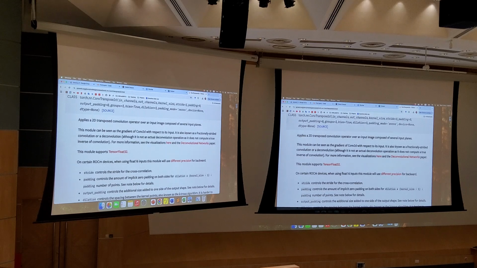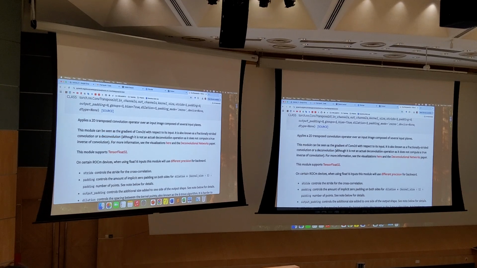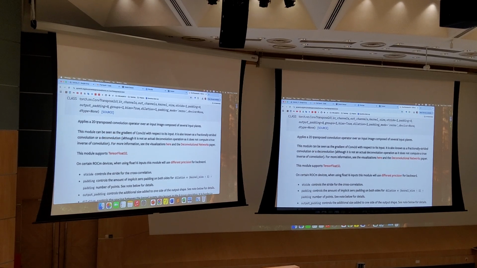Okay, so you can see here the layer is also known as fractionally strided convolution or deconvolution. But this is not a popular name, because deconvolution actually carries a different meaning. It means the inverse of convolution. We are not doing deconvolution, so we usually use this name. It's a 2D transpose convolution operator.